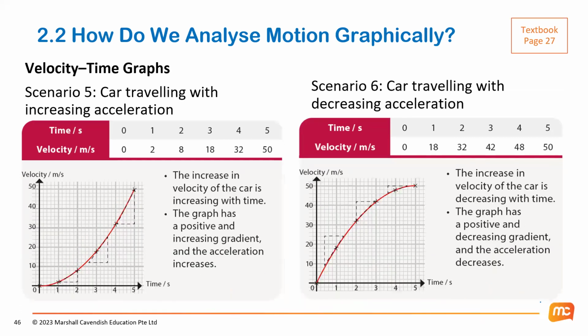Okay, next one. Now my car is not moving with a constant acceleration. I'm moving with increasing acceleration. So if I'm increasing acceleration, it means I'm increasing gradient. It simply means my slope will get steeper and steeper. Initially, the slope is like this, then it gets more and more steep, and finally very steep. And the same goes for decreasing acceleration, which means decreasing gradient, which means my slope gets more and more gentle. It's no longer that steep.